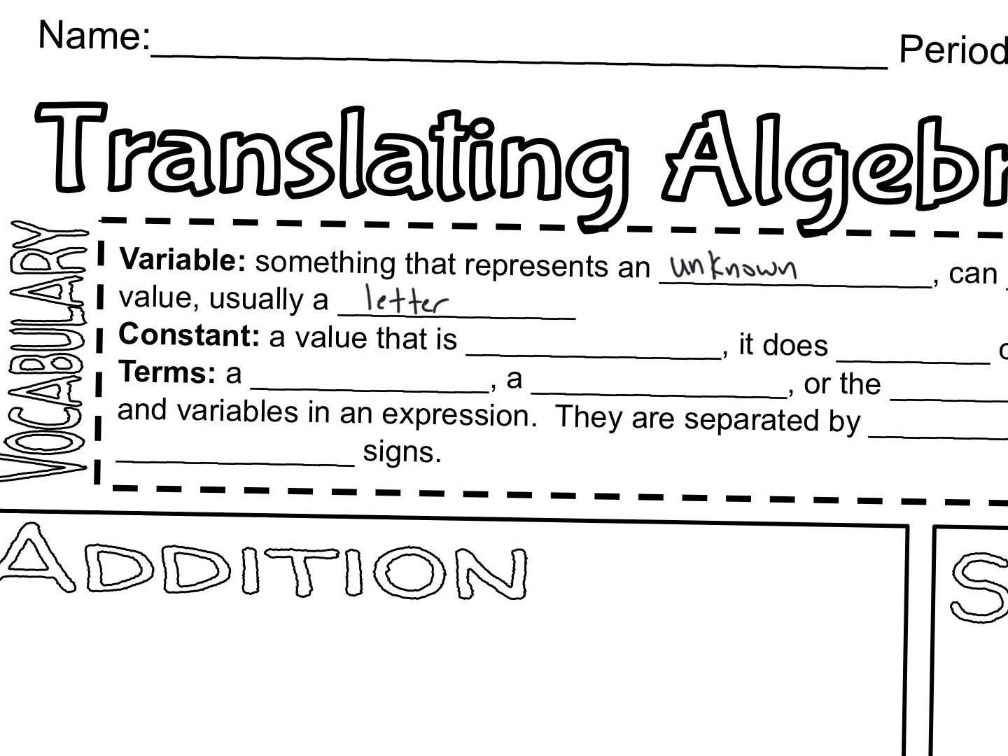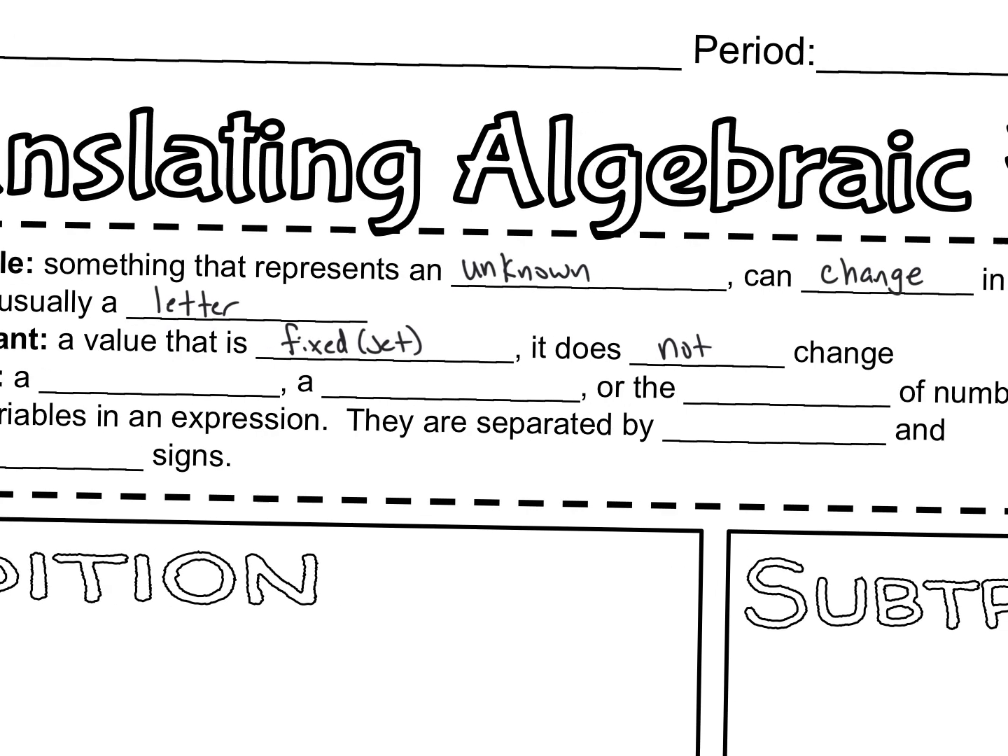When we are talking about expressions and equations, we also have things that are called a constant. They are a value that is fixed or set, basically the opposite of a variable, meaning that they do not actually change at any time.